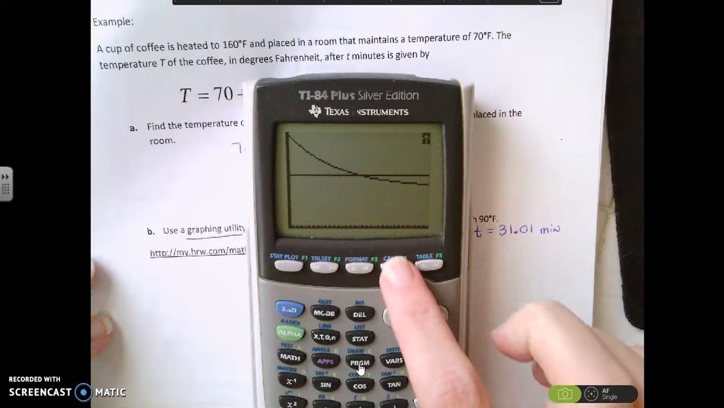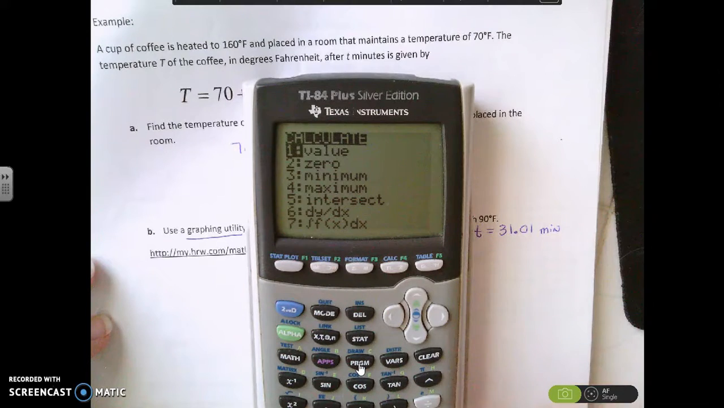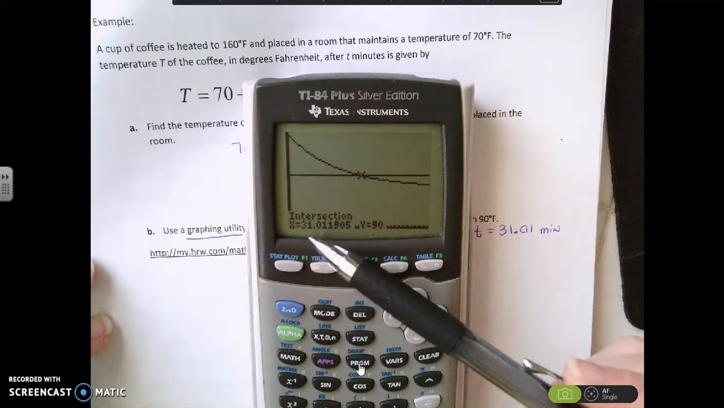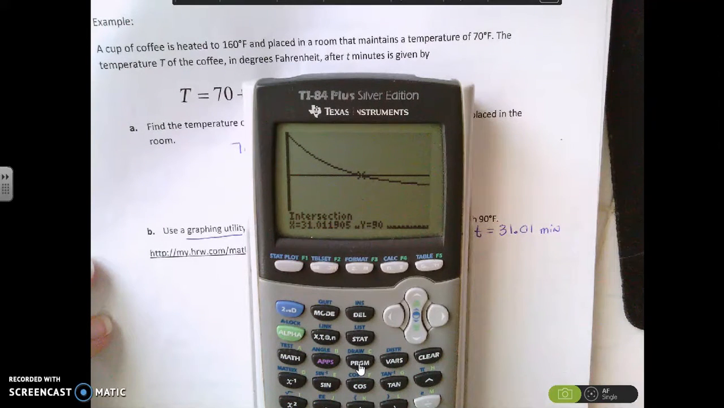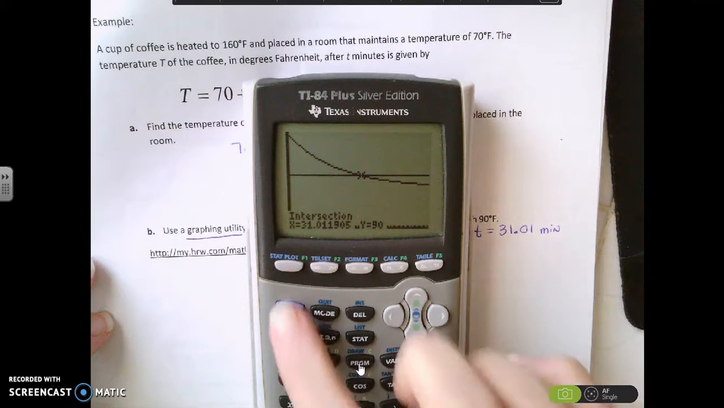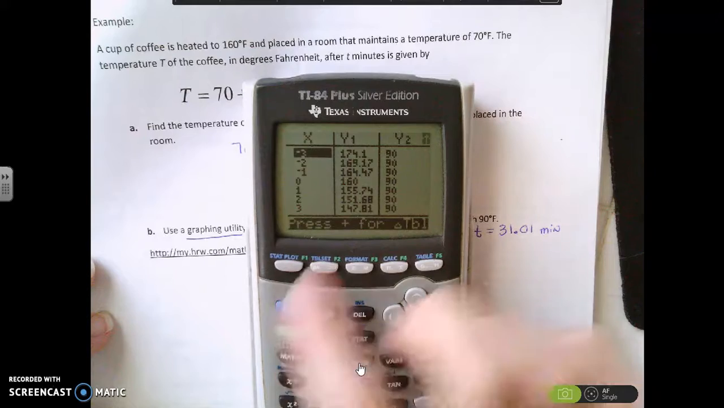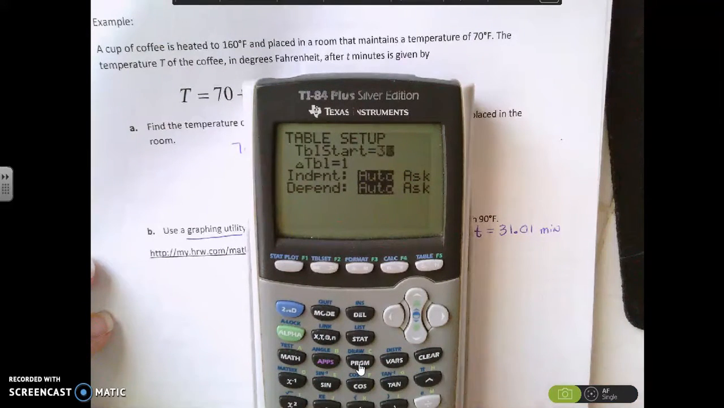Second trace, 5 is intersect, and then we're going to press enter until we get to that intersection point, and you'll notice it comes up with 31 for X. So at 31 minutes, or 31.01 minutes, your coffee will be exactly 90 degrees. If you look at the table, I'm going to skip down to 31 minutes.